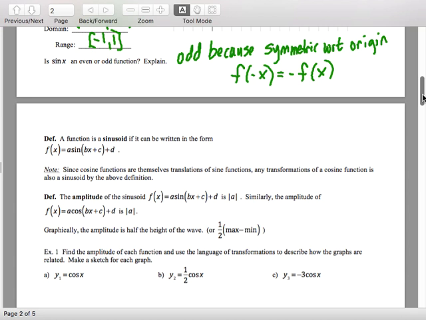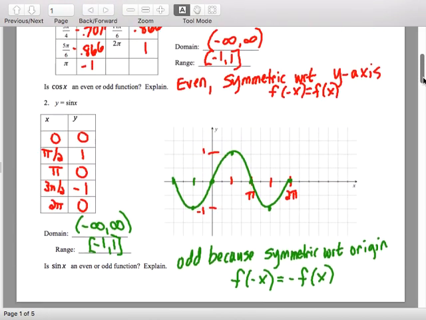A function is a sinusoid if it can be written in the form f of x equals a sine of the quantity bx plus c, plus d. Since cosine functions are themselves translations of the sine functions, any transformation of a cosine function is also a sinusoid by the above definition. So let's go back up and look a moment.